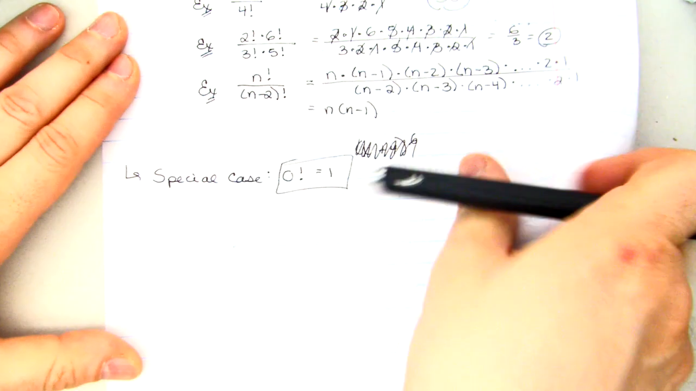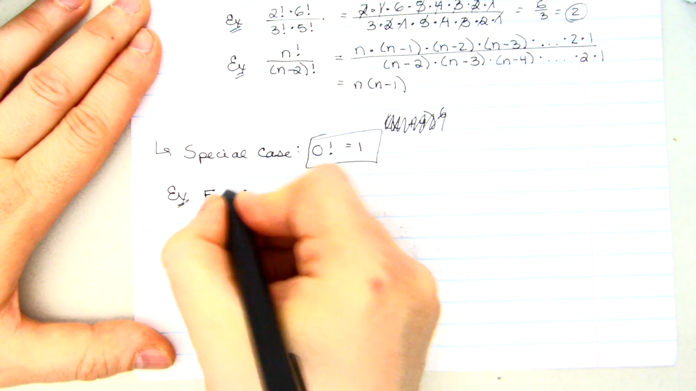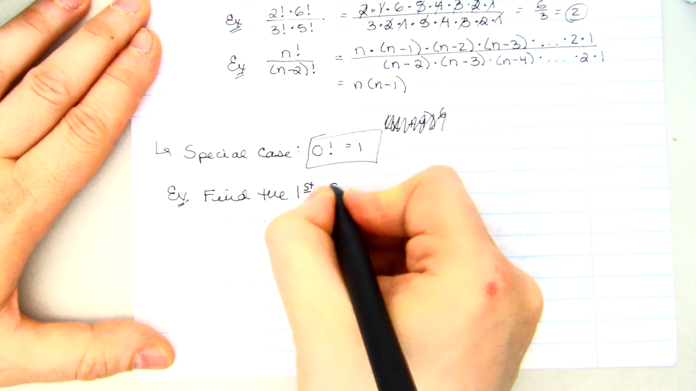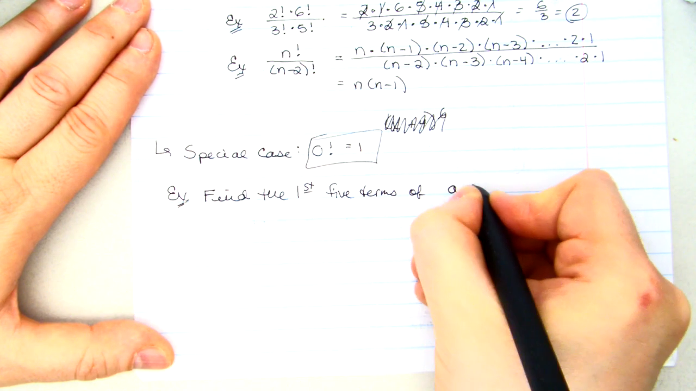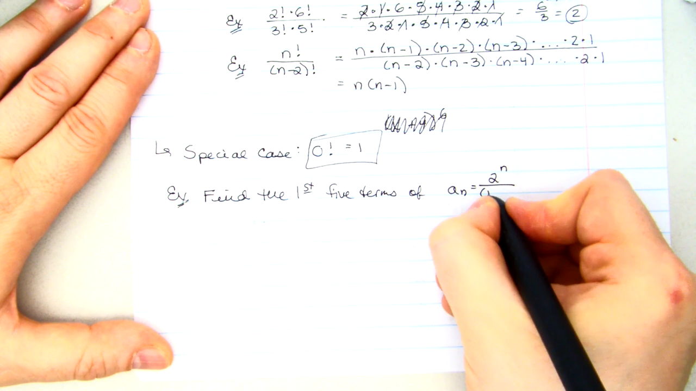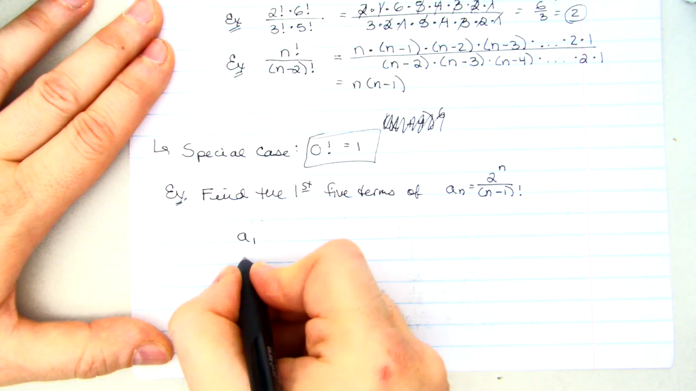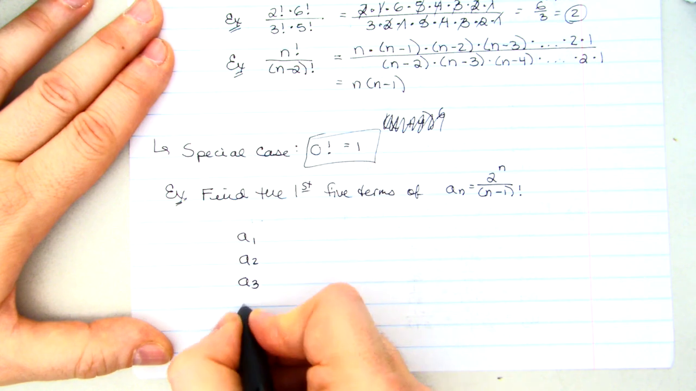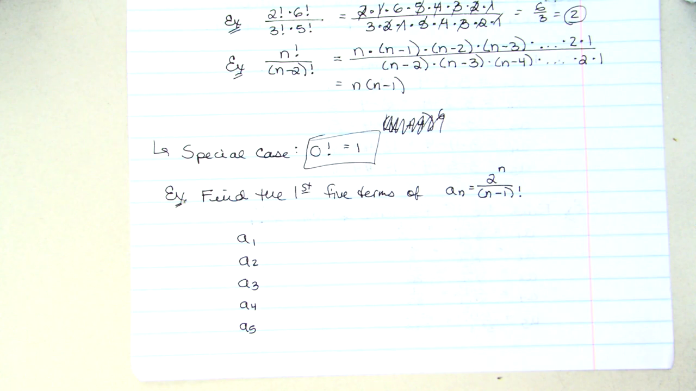Before we move on to series, I want to go back and have you do one last generate the sequence problem. I want you to find the first 5 terms of a sub n equals 2 to the n over n minus 1 factorial. Go figure out A1, A2, A3, A4, A5. And again, like always, show that plugging in work to get your numbers. And see if you can do this without a calculator.